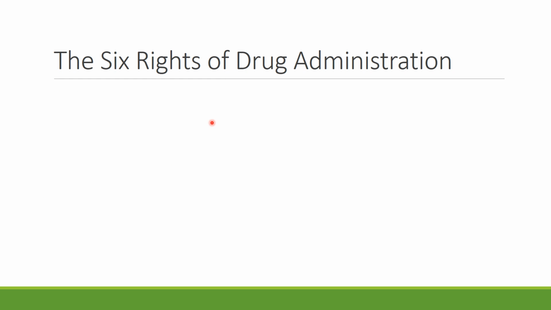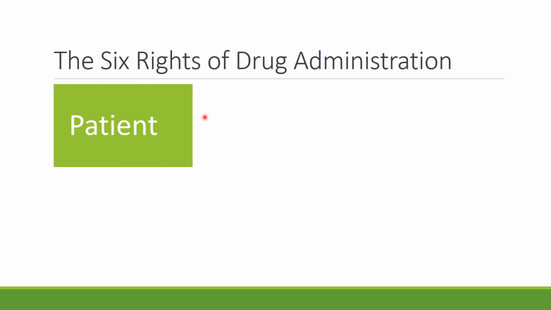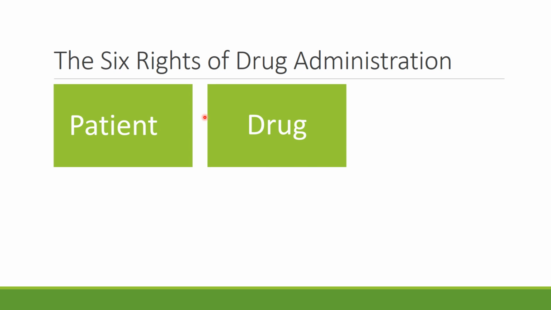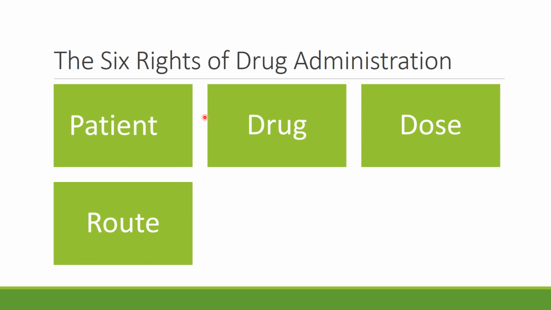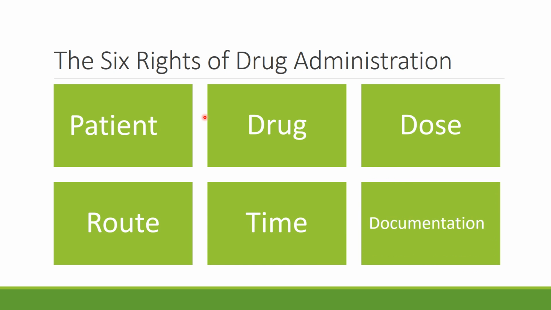There are 6 rights of drug administration. The first one is you have to get the right patient. If any of these 6 rights of drug administration are incorrect, then you will have committed a drug administration error. So you have to get the right patient, the right drug, the right dose, the right route, the right time, and then the right documentation. So these are called the 6 rights of drug administration.